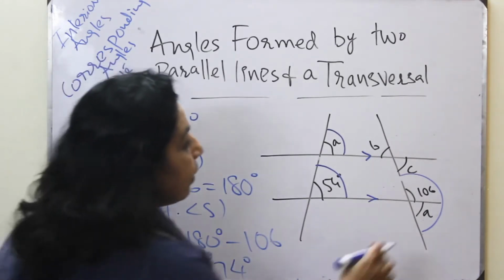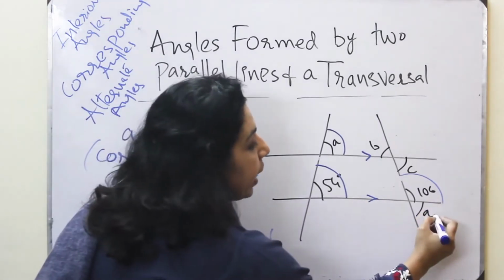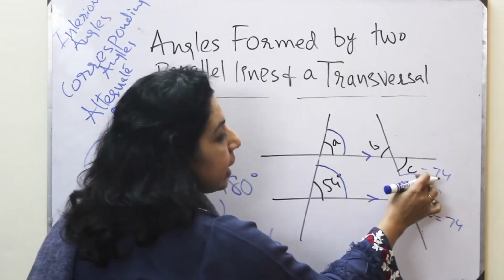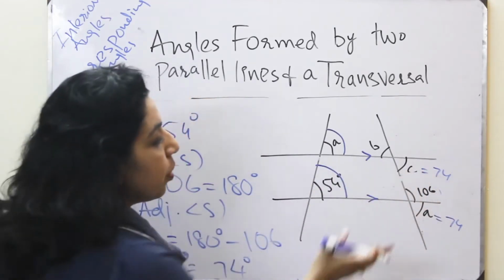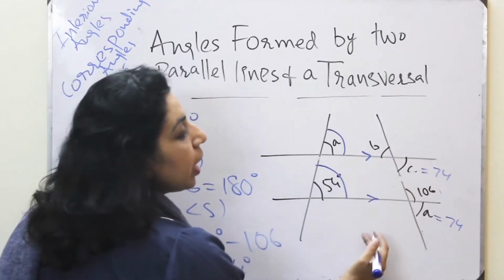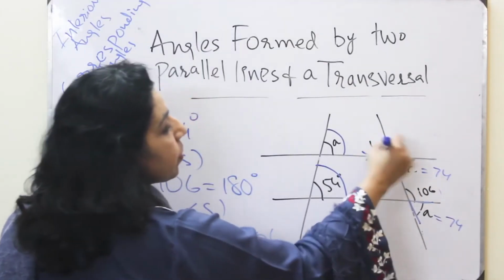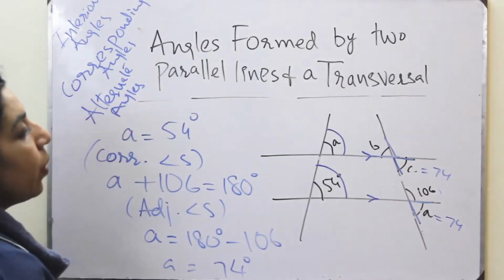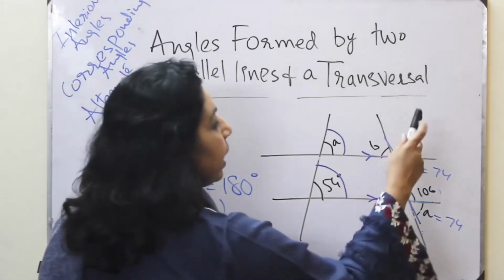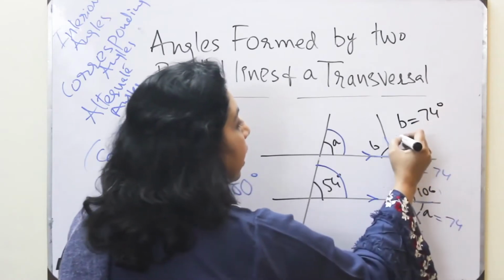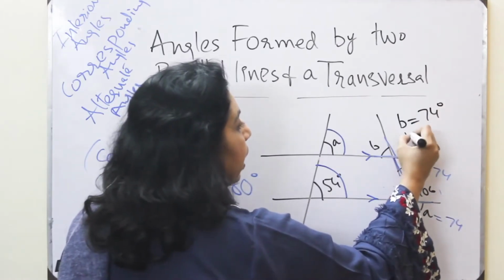If A is 74, automatically your C will be 74. You can take A and C as corresponding angles. Both are below the line. Both are on the right side. At the same time we have B equals to C. These are vertically opposite. So our B will be 74 degree. And we shall write here B is vertically opposite.